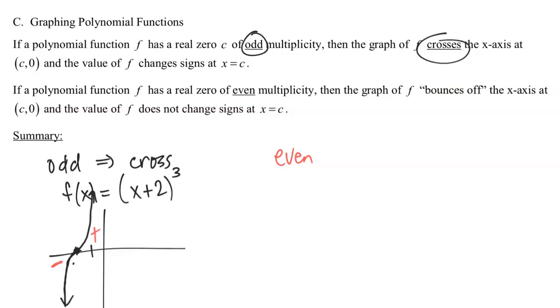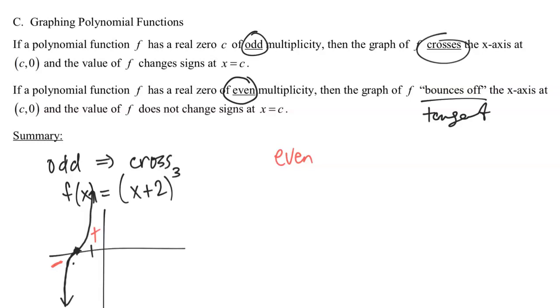The second sentence up here says that if a polynomial function has a real zero of even multiplicity, then the graph of f bounces off the x-axis at that zero, and the value of f does not change sign at x equals c. So bounces off, you can see I put it in quotes there. That's sort of an informal way to say this. Another way would be to say that the graph of f is tangent to the x-axis. So you might hear me use that terminology as well.